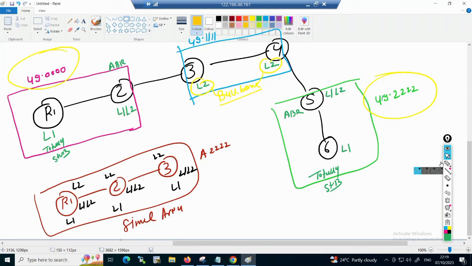What if I keep all the nodes in L2? That will also work, no issue, right? The problem will come over there. What kind of problems? This router is going to maintain the complete routing information. In that case, it will be something like I have kept all the nodes in area 0.